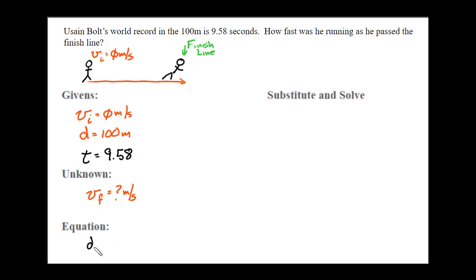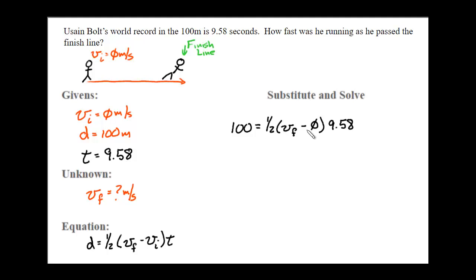So I have an equation: d equals 1/2 (velocity final minus velocity initial) times time. So if I substitute, I have 100 equals 1/2 (my velocity final, I don't know what that is, minus 0) times time, which is 9.58 seconds.